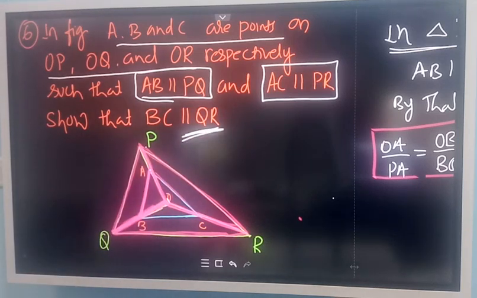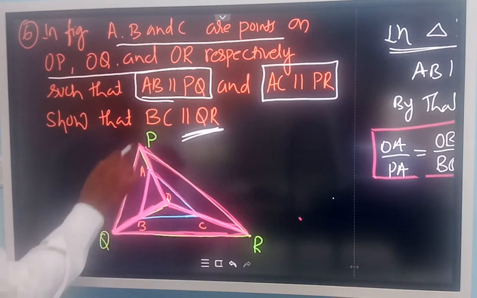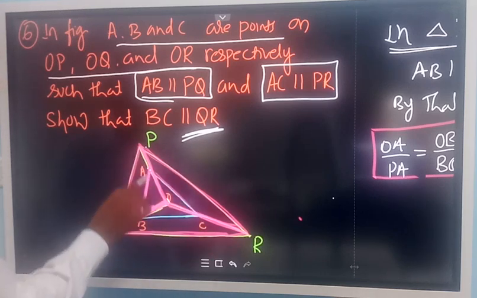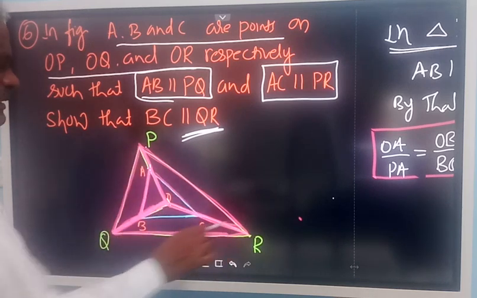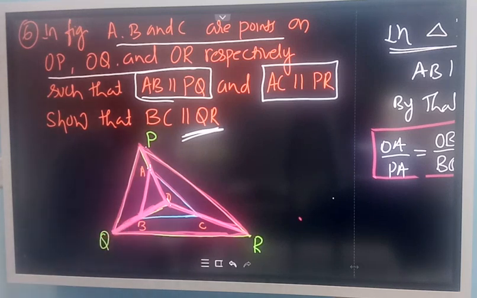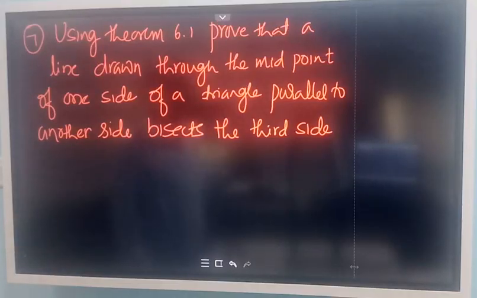In this case, first we selected this triangle and it is given AB parallel to PQ. We wrote that OA by PA is equal to OB by PQ. Then in the second triangle, since these two sides are parallel, we can write again OA by PA as OC by CR. By comparing 1 and 2, we get OB by PQ is equal to OC by CR. By converse of Thales theorem, BC is parallel to QR. Did you understand this question?